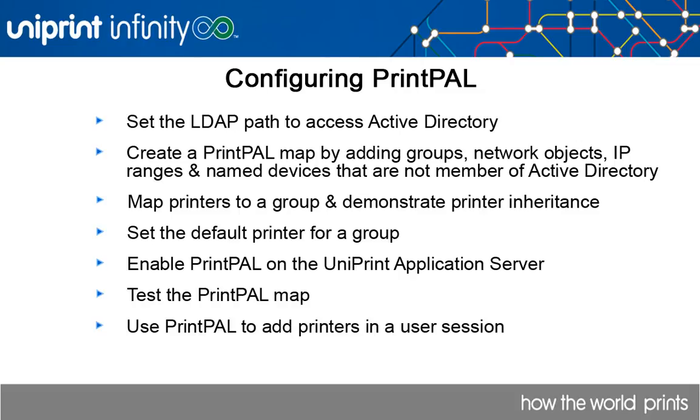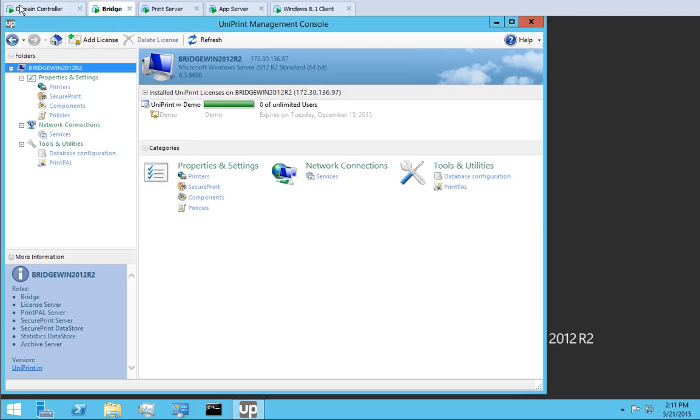Technically, you can create your initial PrintPAL map from either the bridge or the application server. But since the PrintPAL server itself is installed on the bridge, we recommend creating the initial mapping on the bridge. So let's go to the bridge to get started. Under Tools and Utilities, click PrintPAL.